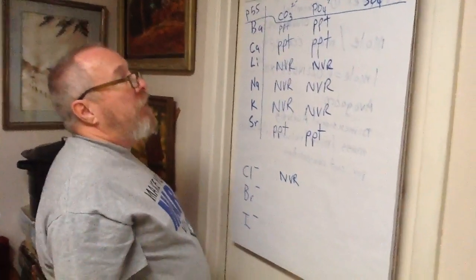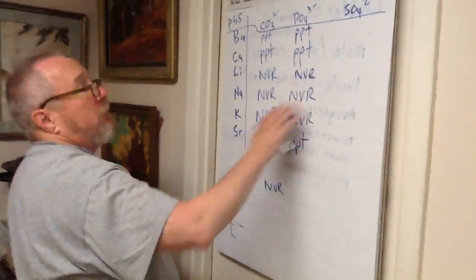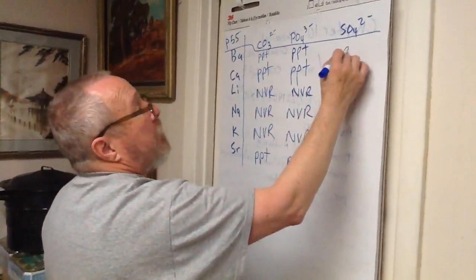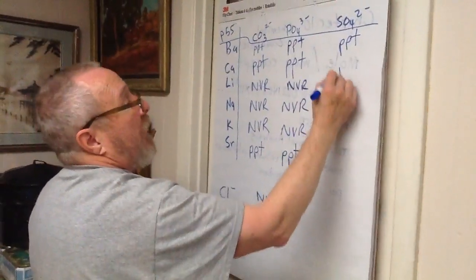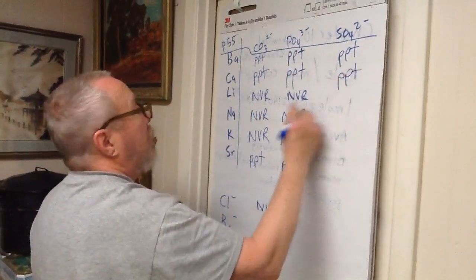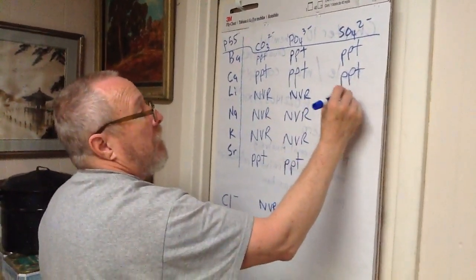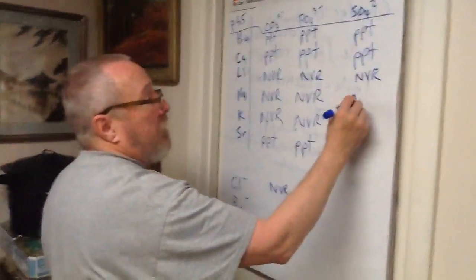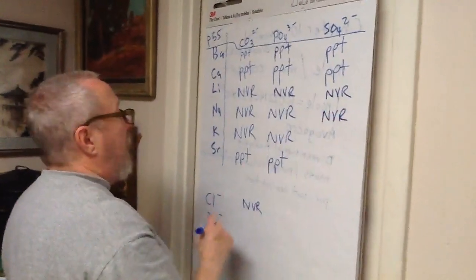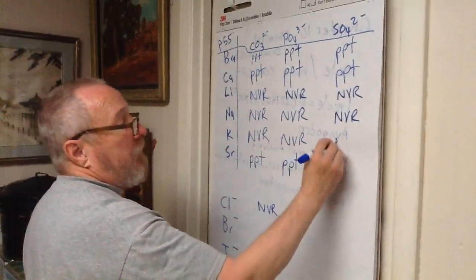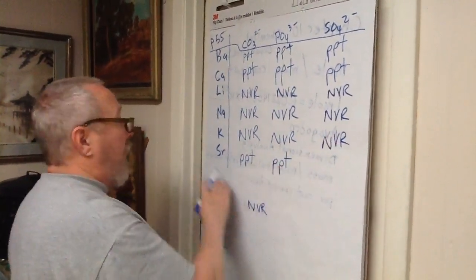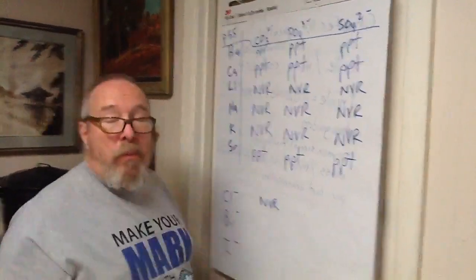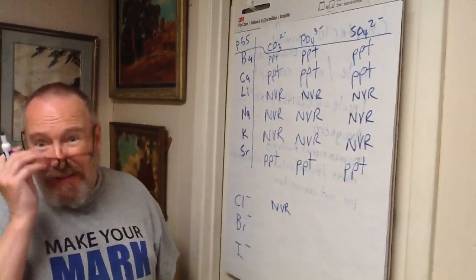When we reacted our 6 solutions with ammonium sulfate, the barium gave a precipitate, the calcium gave a precipitate, the lithium did not react, so we're going to write no visible reaction. The sodium did not react, so we're going to write no visible reaction. The potassium did not react, so we're going to write no visible reaction. And the strontium gave us a precipitate, whether we heated it or not.